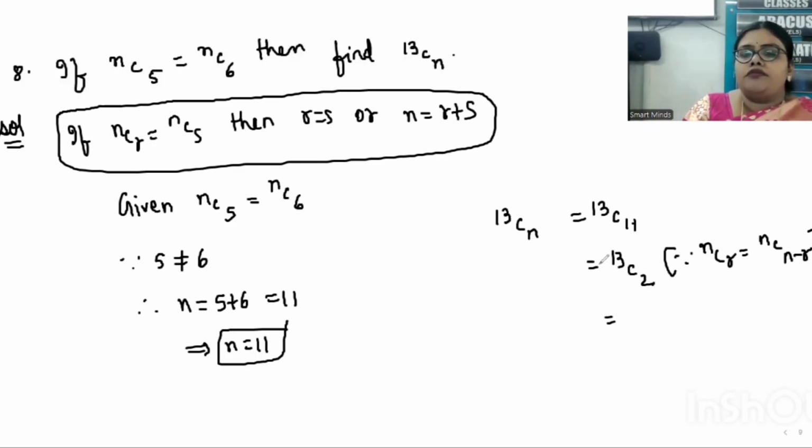So now how to simplify this 13C2? Start from 13, reduce 2 times, by 2 factorial. 2 factorial is nothing but 2. So 2 ones are 2, 2 sixes are 12. 13 sixes are 78. This is the final answer.